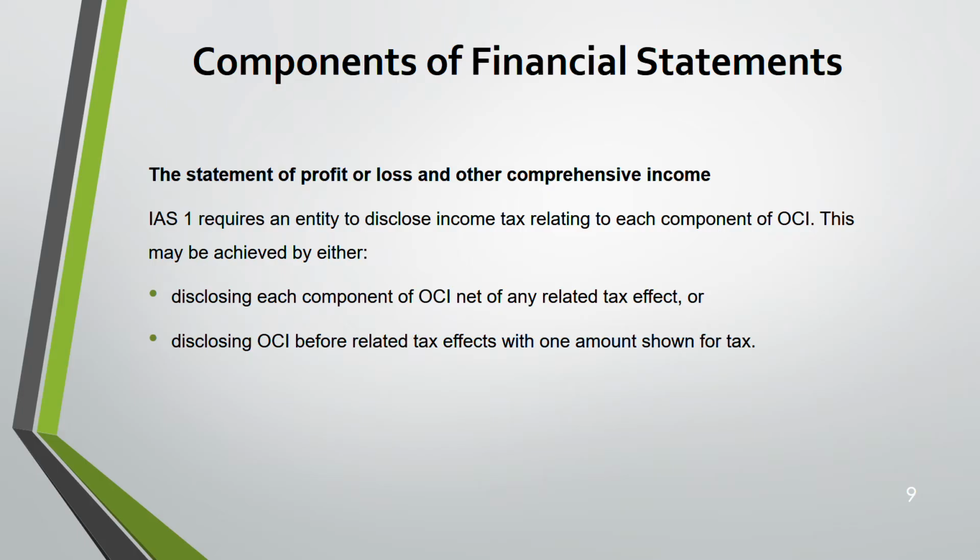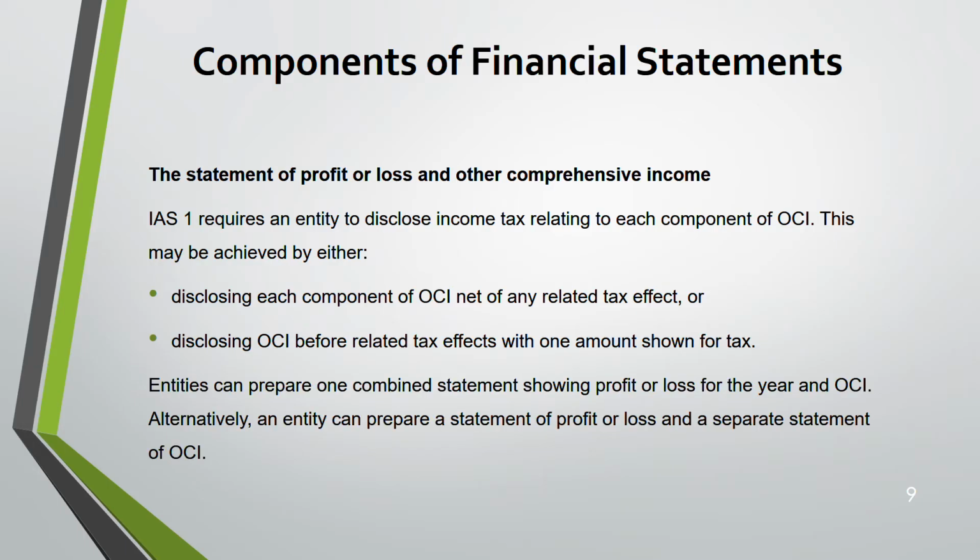If you're not understanding the difference, we'll show you the format. This is just an explanation before I show you the full-fledged format. Then, as I told before, entities can either show combined OCI and profit and loss, or they can show profit and loss separate, OCI separate. Entities have that option.